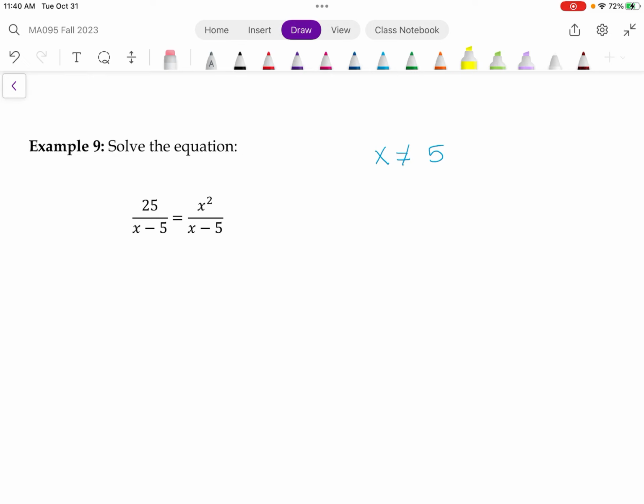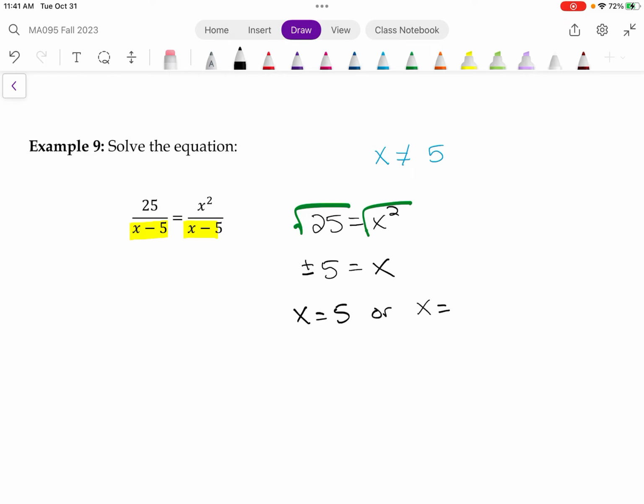All right, so now the denominator is the same. So that means the numerator must be equal. So that means 25 equals x squared. So let's solve that problem. Let's take the square root of both sides, and we get plus or minus 5 equals x. In other words, x could be 5, or x could be negative 5. Because if you put negative 5 in there and square it, you'll get 25, and if you put 5 in and square it, you get 25. But we just said that one of those is not possible. It's excluded. I'm sorry, 5 is excluded.